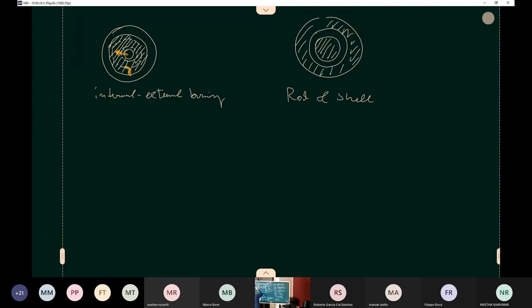Something similar, but to protect the walls, is the rod and shell geometry. And consider that we have just an annulus where we have our gases, and we have that this is progressing now in this direction and in this direction, so that at the next instant of time we have something like this, with the internal surface which is decreasing and the external one which is increasing. And so again, we can achieve something which is more or less neutral.